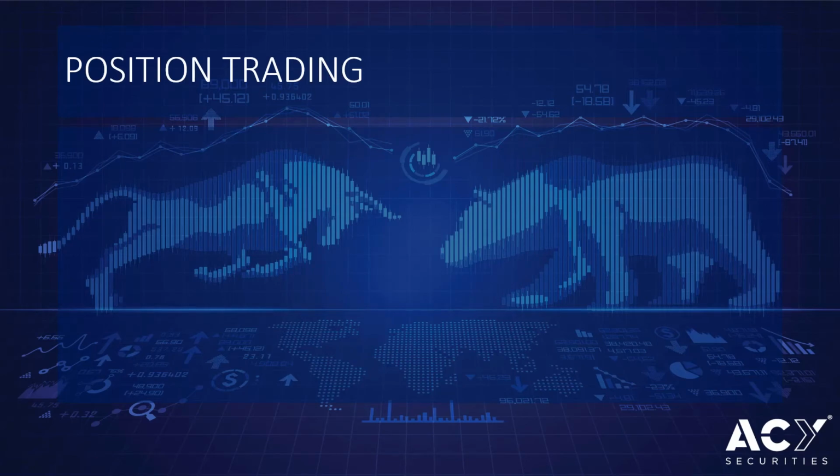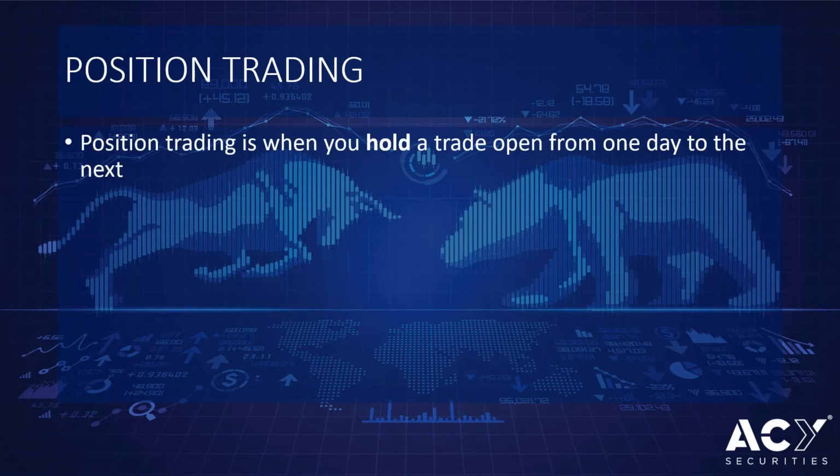Okay traders, let's talk about position trading. So position trading is when you hold a trade open from one day to the next. That can be for 1 or 2 days, or 1 or 2 weeks, or 1 or 2 months, depending on the time frame for your profit target.